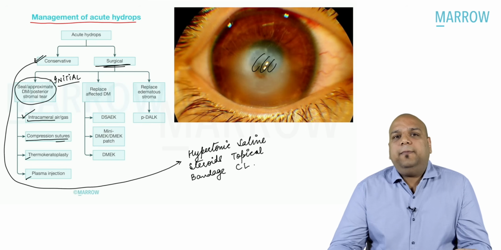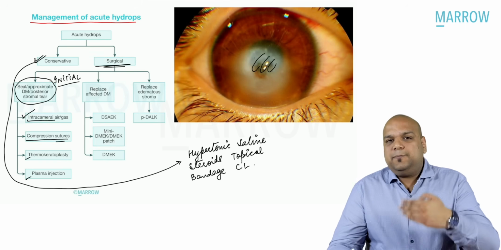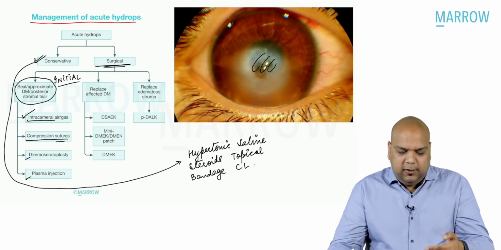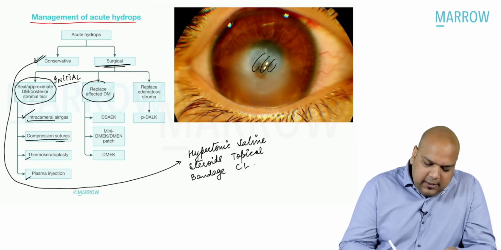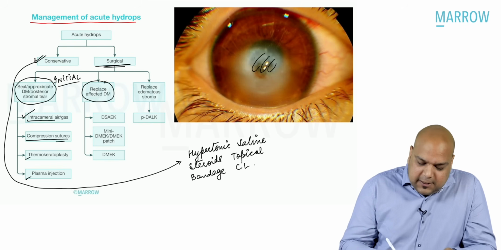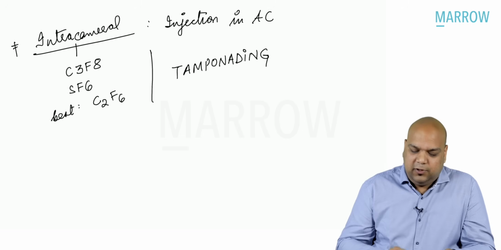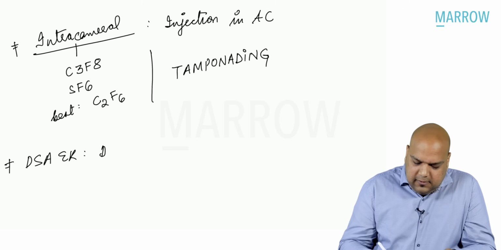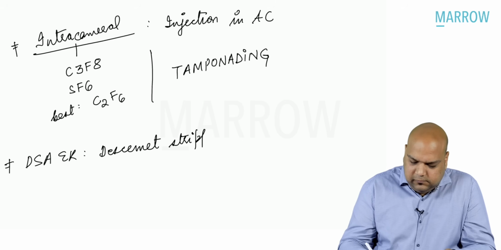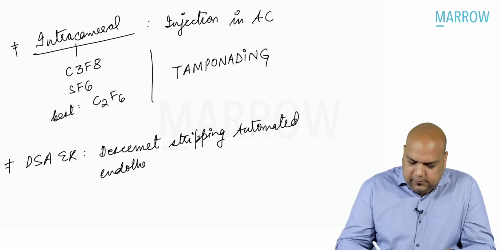But a lot of times when we think that it has progressed further, it will not be controlled by sealing or tamponading effect only, and we have to replace the affected Descemet's membrane. Affected Descemet's membrane can be replaced by DSAEK. What is DSAEK? This is Descemet stripping automated endothelial keratoplasty.